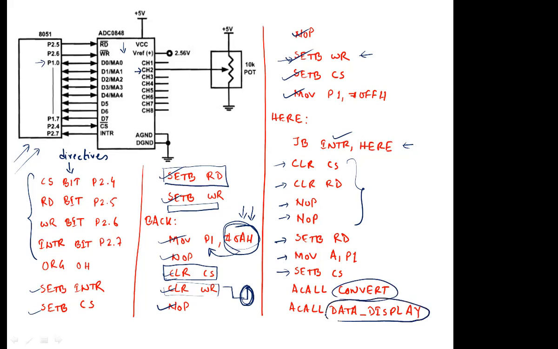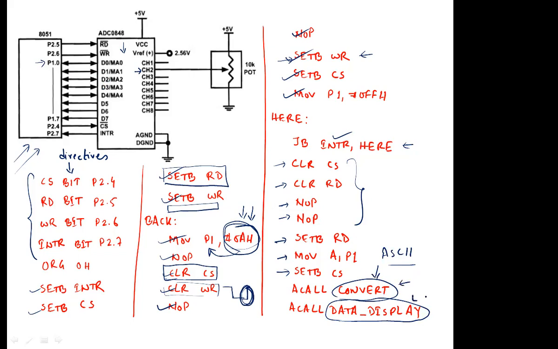You call the convert function, and you call the data display function, because the data that you get from here, which is stored in the accumulator, you need to convert to ASCII. So you call a function convert, which is supposedly designed to convert your data to ASCII. Then you call display. This is the function that you call to display the data in your connected LCD.